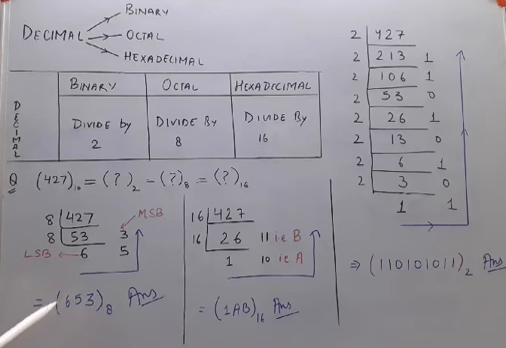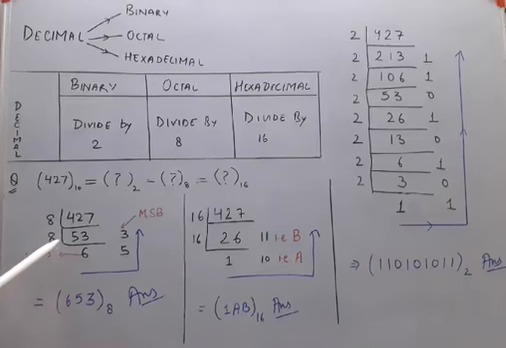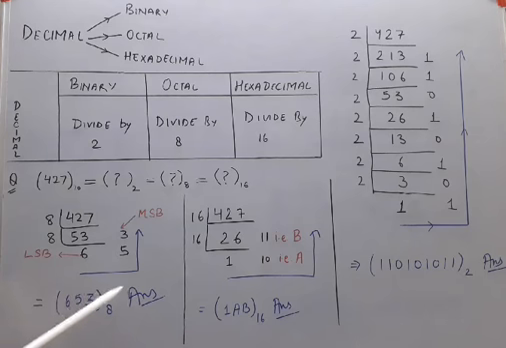Usually children commit one mistake, that when their quotient becomes smaller than their divisor, they stop but they forget to write this remainder, because of which their answer gets wrong. So don't make this mistake. Remember that you have to take this LSB, then from here you have to copy all the numbers till MSB.